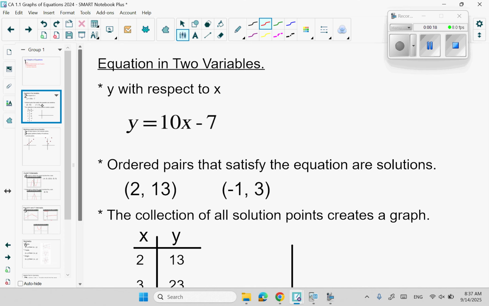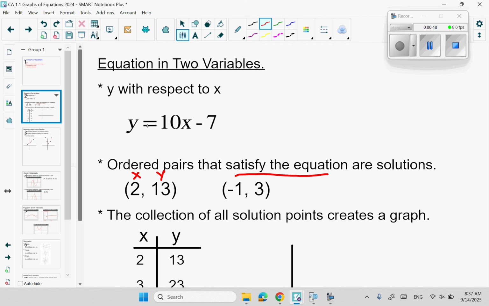So, equations in two variables. We often consider y with respect to x, where x is our independent variable and y is our dependent variable. Also, if you want to think about it, x is the input where y is the output. Now, if we're given ordered pairs, in order to see if the equation holds, we have to recognize that this is the x-coordinate and this is the y-coordinate. We can directly substitute, and if the equality holds, we should be fine.